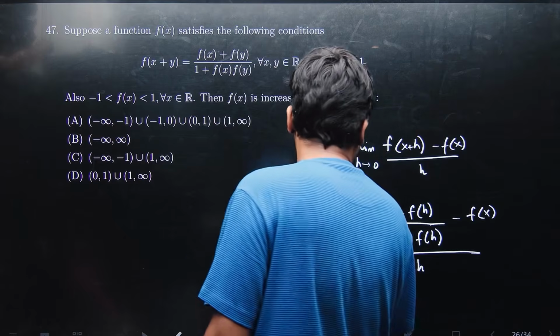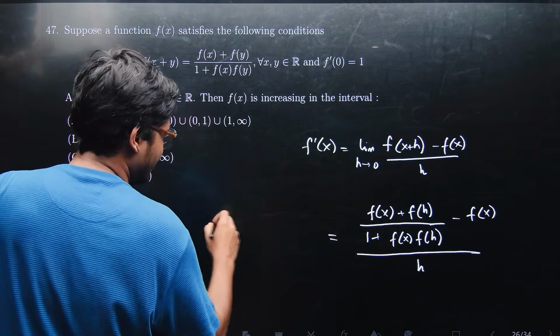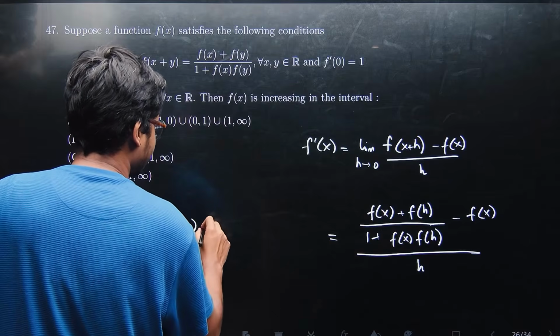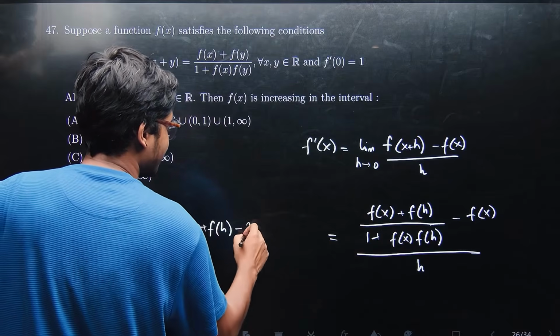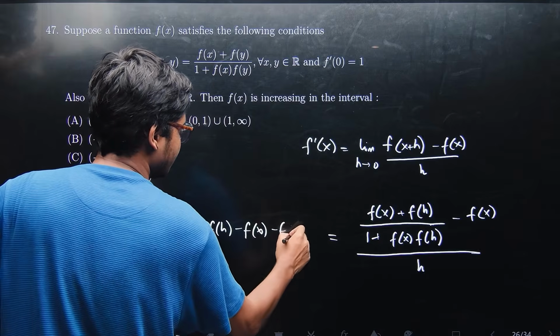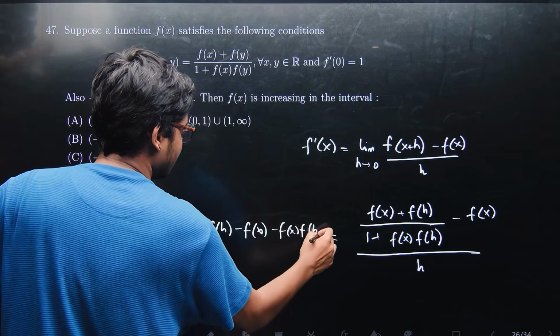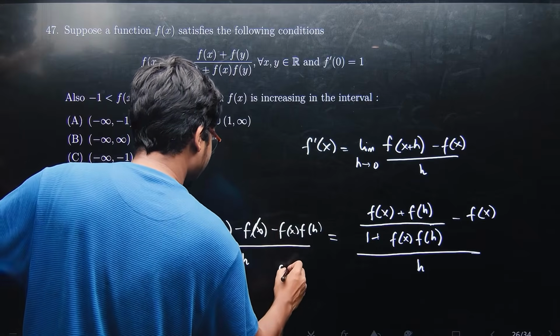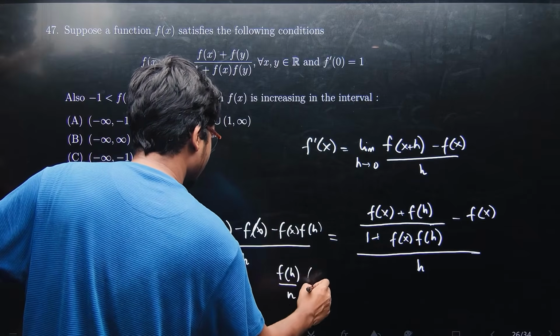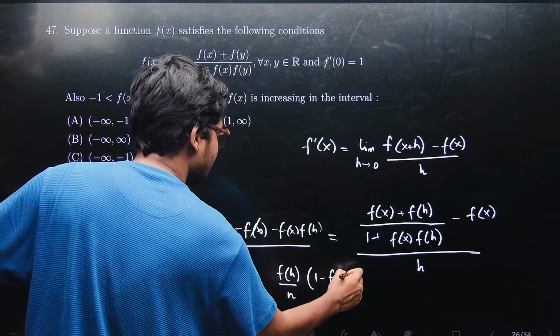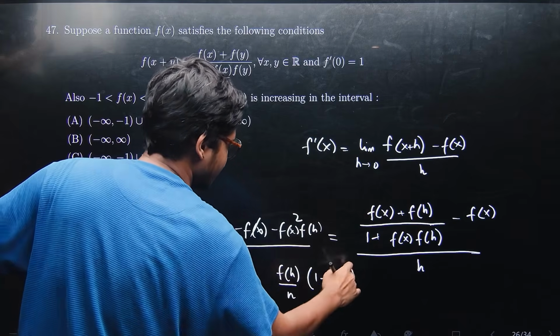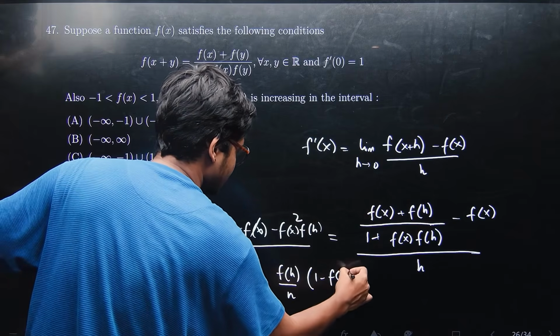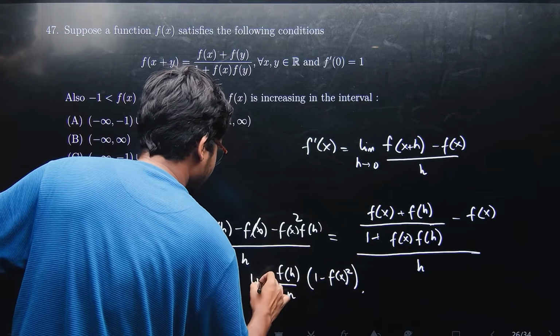Okay. Which can further be simplified as, if I multiply, I'll get f(x) + f(h) - f(x) - f(x)² f(h), divided by h, right? So this one just cancels out. If I take f(h) common, I'll get f(h)/h times (1 - f(x)), sorry, this will become f squared, right? Once you multiply. So 1 - f²(x). Okay, limit h going to 0.